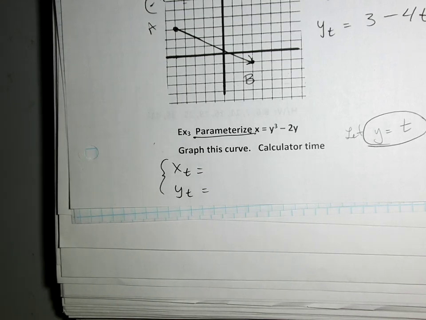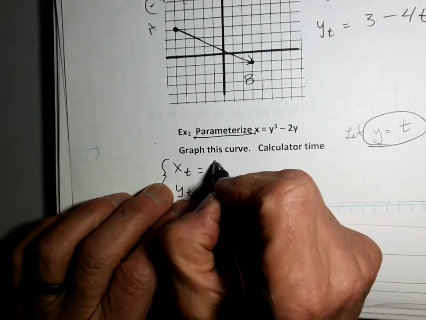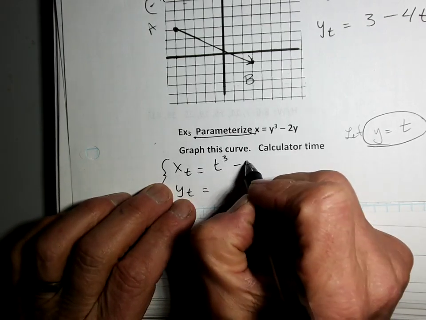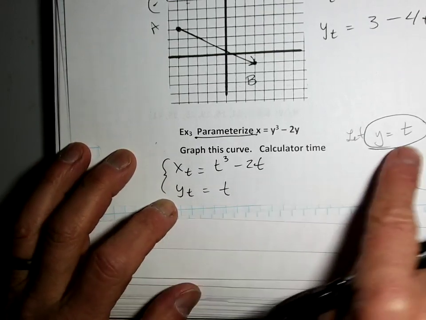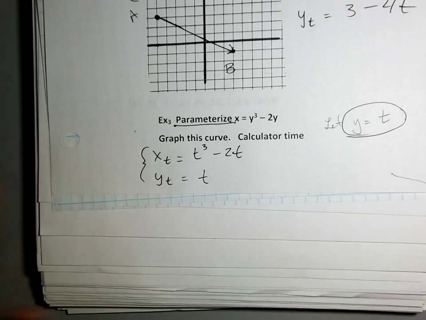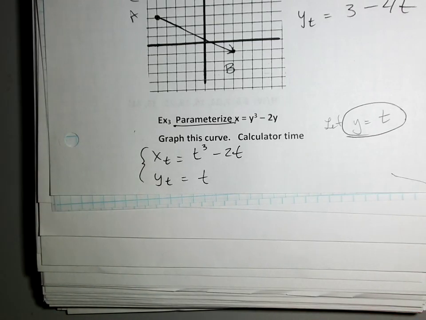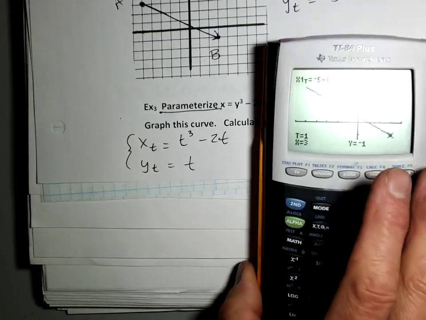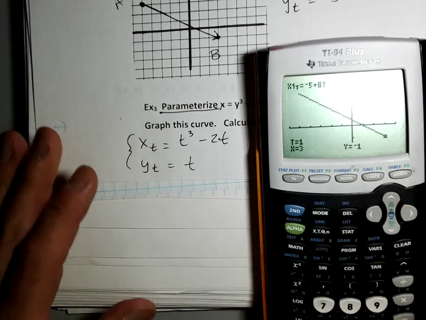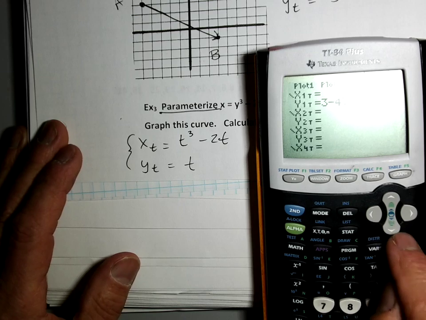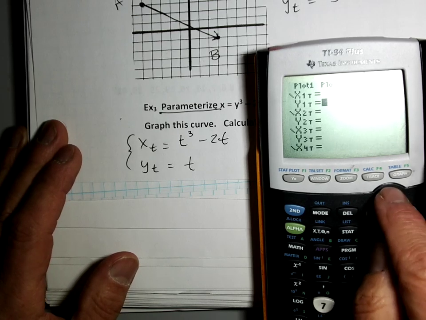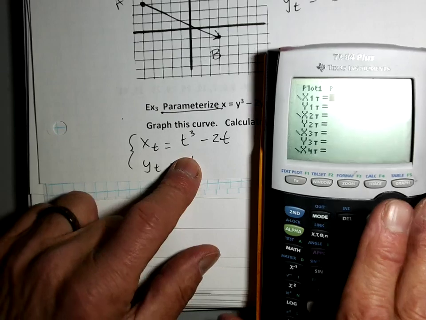So instead of writing y's, let's write t, okay? So we're going to rewrite this as t cubed minus 2t, and I said y equals t, didn't I? I said let y equal t. Now, if I were to take my calculator and graph this, if I was sitting in a calculus problem and really needed to know what the graph looked like, I could put it in parametric. It's kind of slick because this graph is really difficult to see, this one.